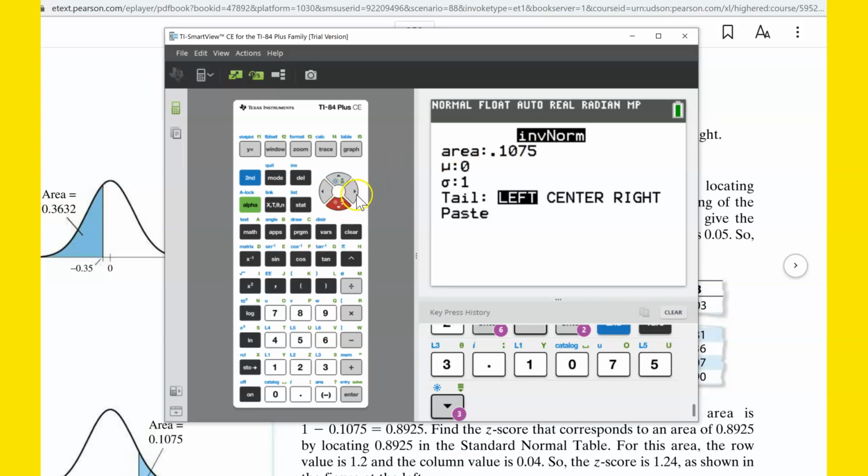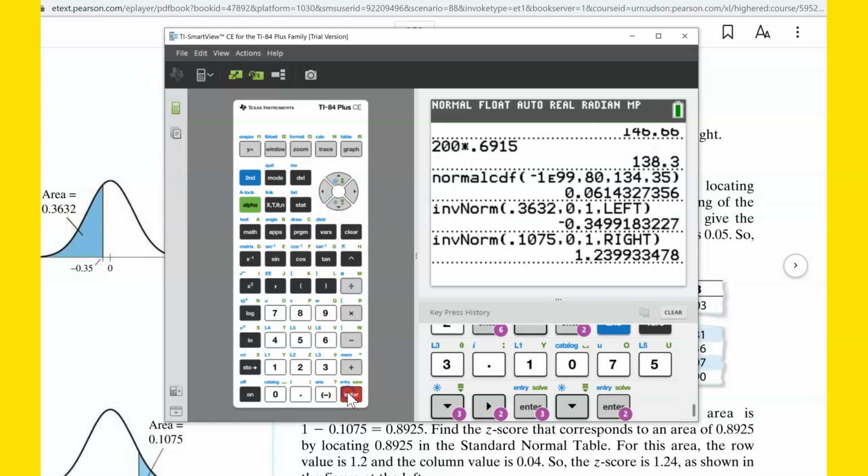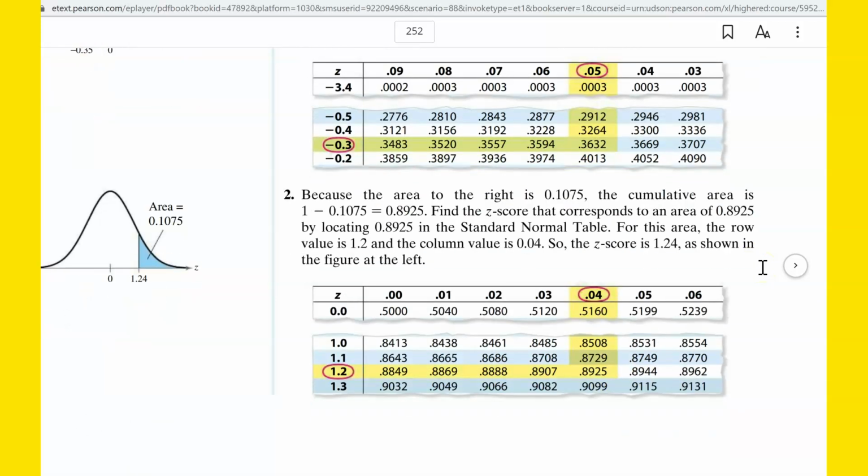1. But this time it says to the right of it. So we're not doing a left tail, we're doing a right tail. And we go down to paste. And we get that the answer is 1.2399, or about 1.24. So a z-score of 1.24 would have only 10.75% of the data more than that, or to the right of it. So a z-score of 1.24 would almost be in the top 10%. Almost, not quite though.